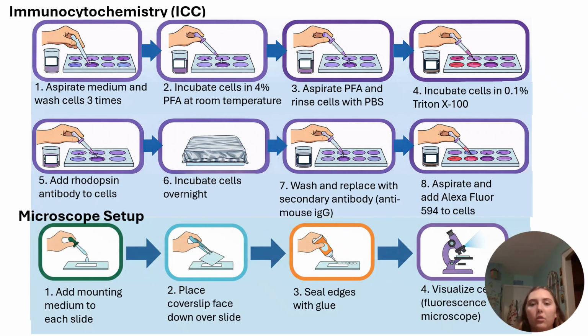The next day, the cells were washed and the secondary antibody was added. Following 1 hour of incubation at room temperature, the secondary antibody was replaced with Alexa Fluor 594 and left wrapped for 15 minutes. Cells were then plated on slides and visualized using a fluorescence microscope.